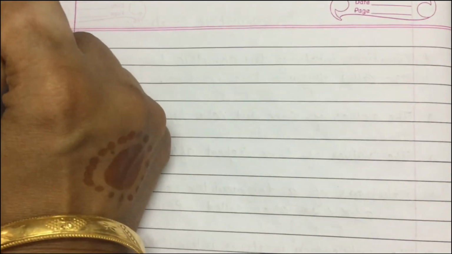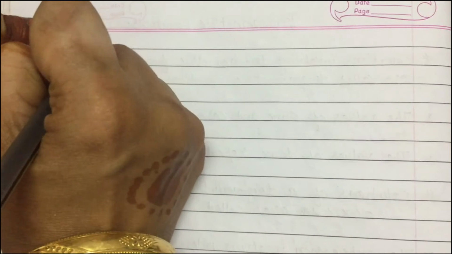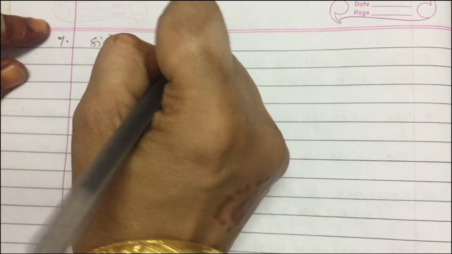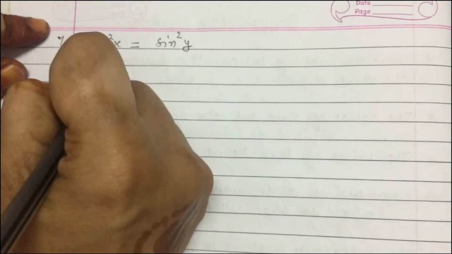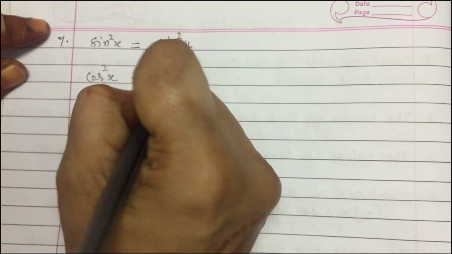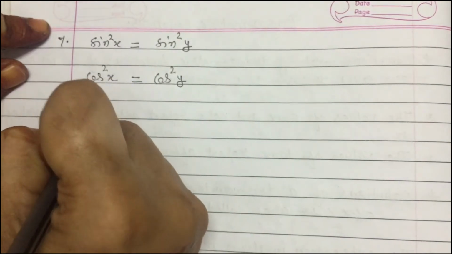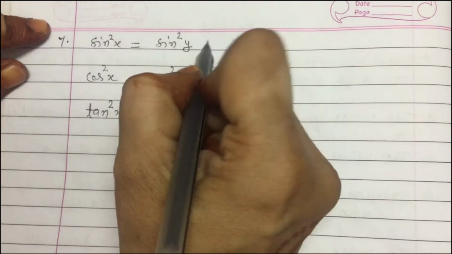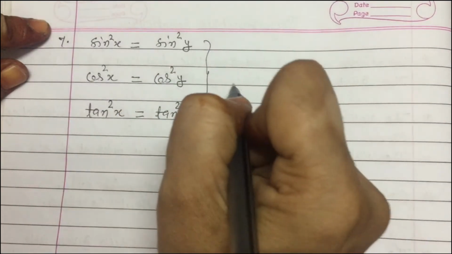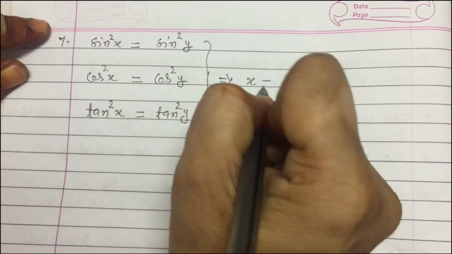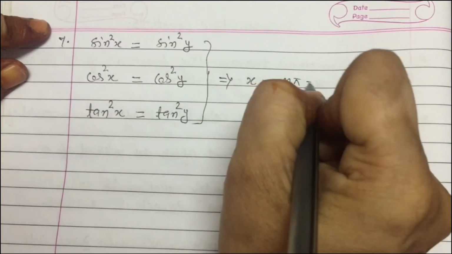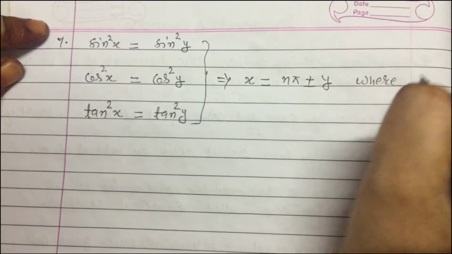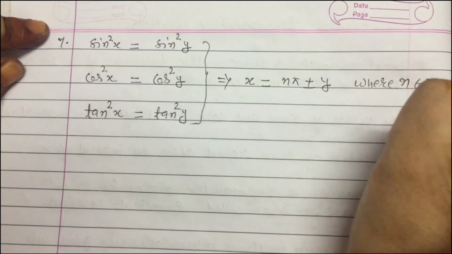Next, if sin square x is equal to sin square y, cos square x is equal to cos square y, and tan square x is equal to tan square y, this gives x is equal to n pi plus minus y, where n belongs to Z.